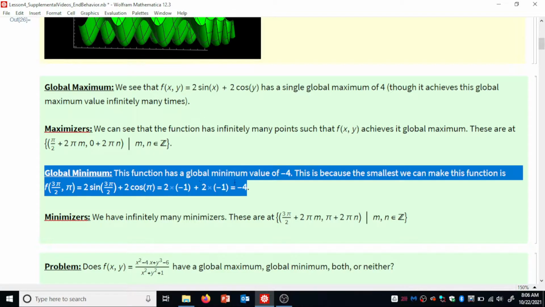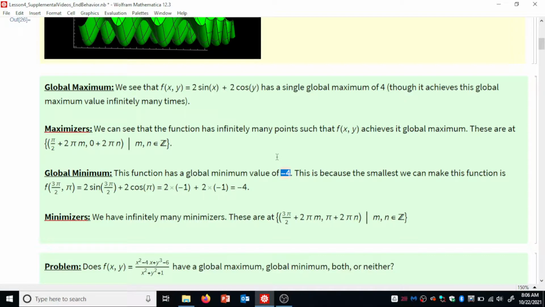So this function has a single global minimum value of -4. But there's infinitely many ordered pairs at which it achieves that global minimum value of -4. So that's this set right here. This function has infinitely many minimizers, infinitely many ordered pairs that when you plug one of those ordered pairs into f, we achieve this global minimum value of -4.